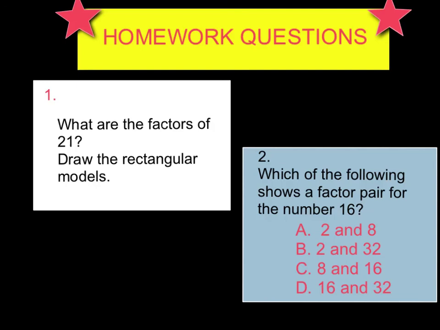Here are your homework problems for tonight. Number 1 says, what are the factors of 21? And you're going to need to draw the rectangular models or the arrays for the factors. Number 2 says, which of the following shows a factor pair for the number 16? So a factor pair are just the two numbers that you multiply together to get 16. So we have 2 and 8, 2 and 32, 8 and 16, and 16 and 32. So which of those has two numbers that you would multiply together to get 16?